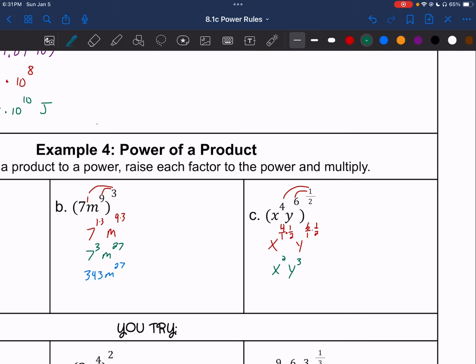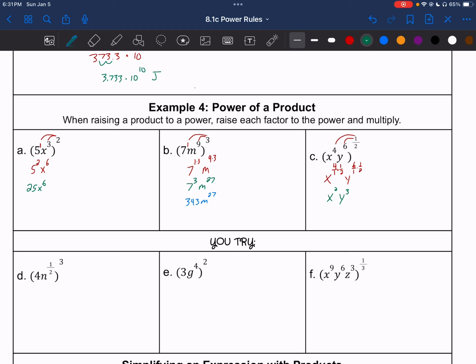All right, there are 3 you-try problems at the bottom of the page here, and I'd like you to do those on your own, and then we will go over them as a group.